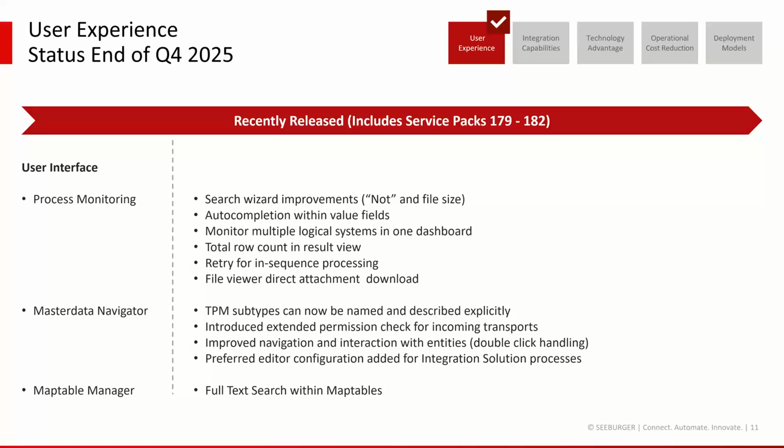Let me start with our pillar user experience. What have we now released in the user interface for our various apps? We've made enhancements in the Process Monitor, in and around the search wizard, so that you're able to do exclusion searches, basically not equals, also searches against the file size and file size ranges. We're adding more help through auto-completion in the search fields and the values applicable to certain filters.